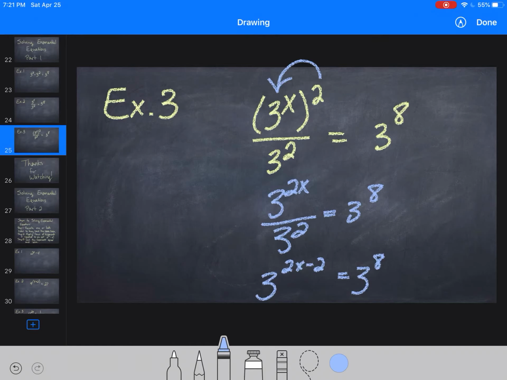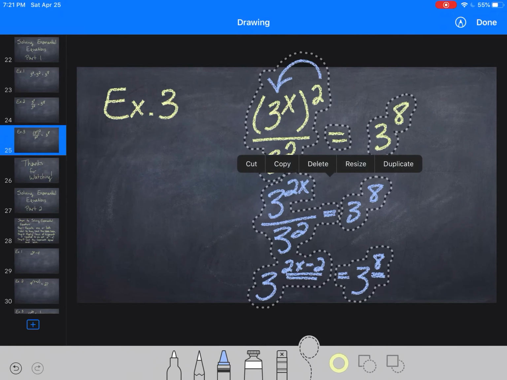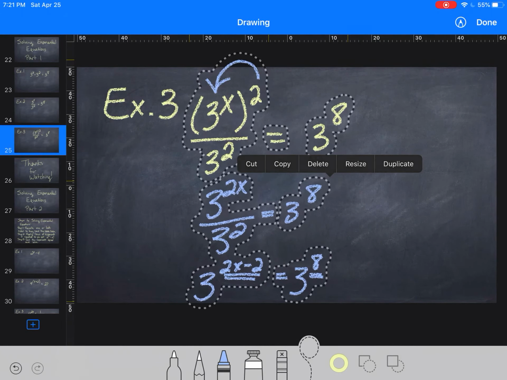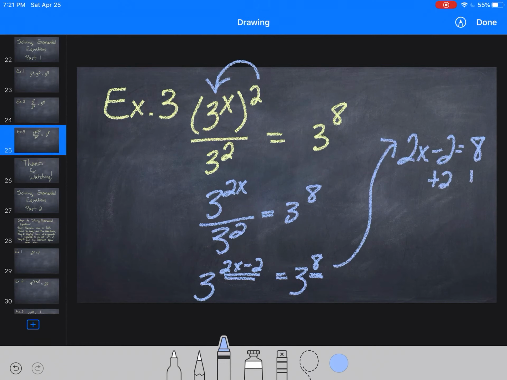Once I have this equation where I have a base and an exponent equivalent to a base and an exponent, and we have the same exact bases, I can go ahead and ignore my bases and set my exponents equal to each other. So I would end up with 2x minus 2 is equal to 8, and I'm going to solve for x.